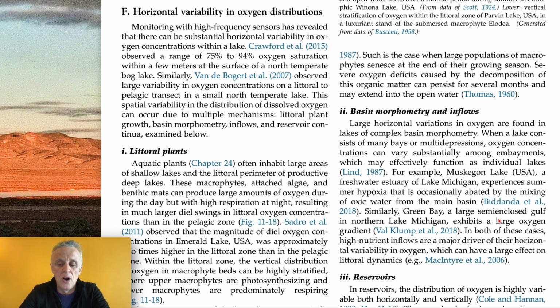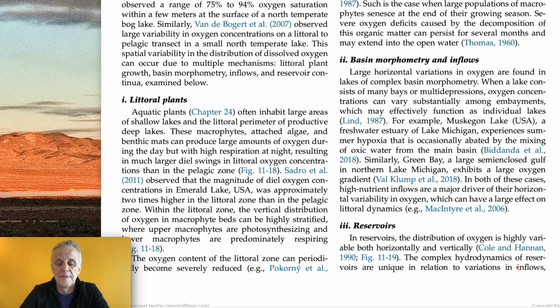Similarly, Green Bay, a large semi-closed or enclosed gulf in northern Lake Michigan, exhibits a large oxygen gradient. In both of these cases, high nutrient inflows are a major driver of their horizontal variability in oxygen, which can have a large effect on littoral dynamics.